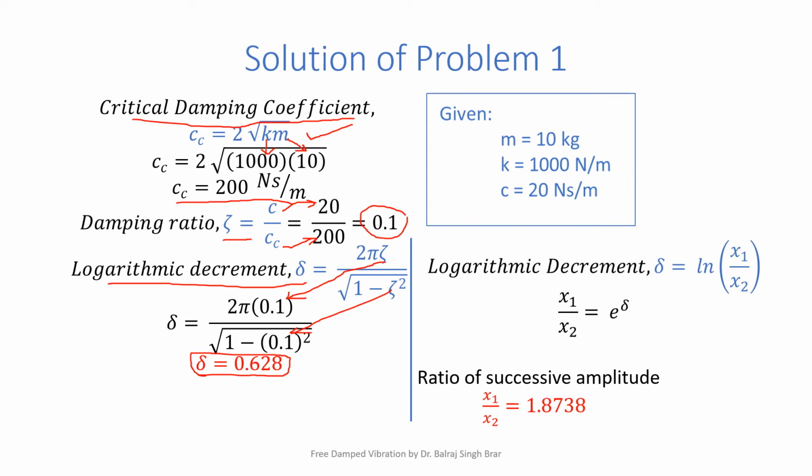Next, we know logarithmic decrement from definition is natural log of x1 by x2. So x1 by x2 is equal to e raised to power delta. We put the value of delta here, which is 0.628, and we solve, and the ratio of successive amplitudes becomes 1.8738. So we are able to find out the ratio in which the successive amplitudes will be reducing for this experiment.